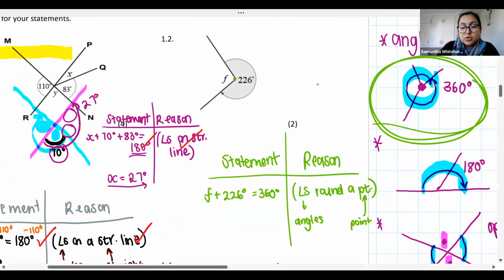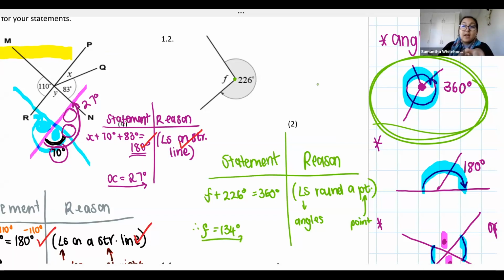So if you want to abbreviate, you're more than welcome to. Like I say, this is not an English essay. We don't necessarily need full words. Use the abbreviations that your teachers teach you or that I'm giving you here. And so we get that F is equal to 134 degrees.